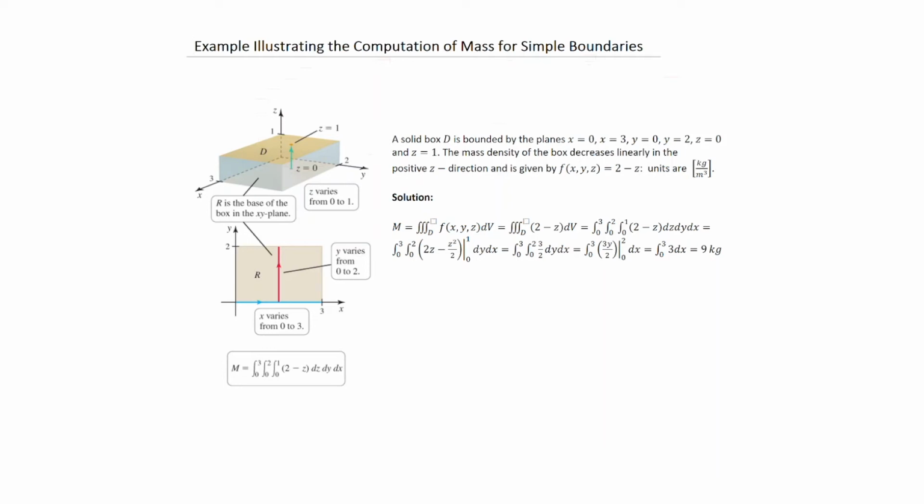All right, so we want to compute the total mass. So we set up the triple integral. So this is basically the mass density, 2 minus z, dV, over the domain.